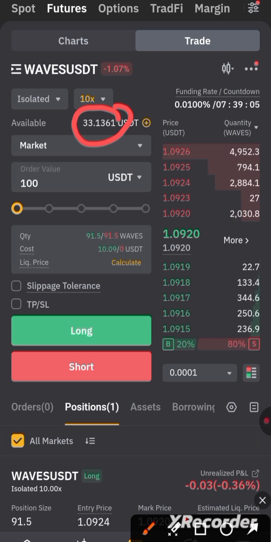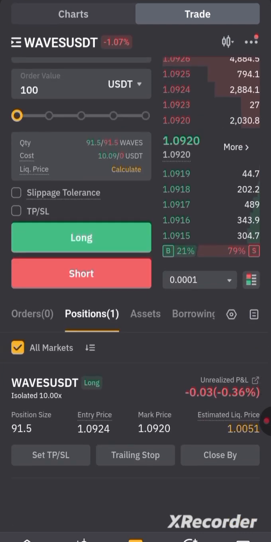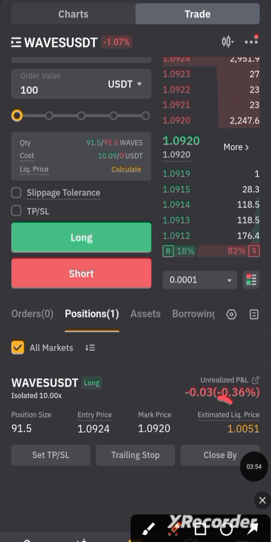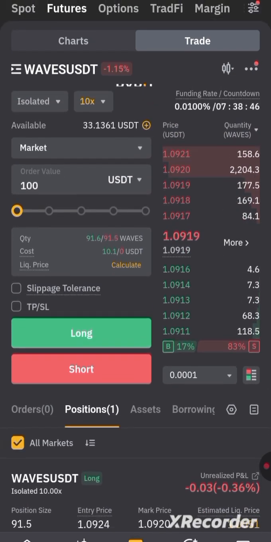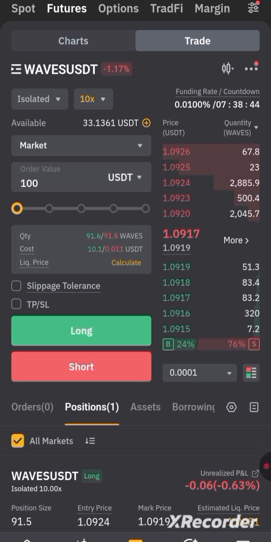Now if I want to set another entry point, I'm going to set it above the liquidation price. This is the liquidation price, 1.0051. So now let me go and set another entry point. If you want to set another entry point, you are going to use a limit order. A limit order means that you are telling the market to come to you. You are placing your order at a certain level where you want to enter the market.